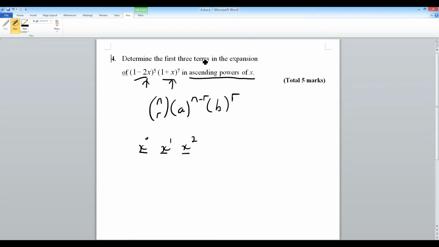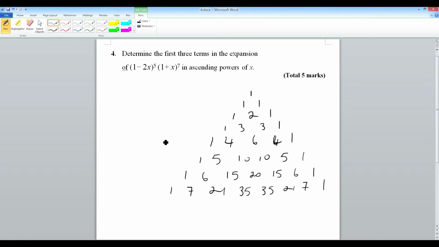So the first three terms will be for the powers of x to the power of 0, x to the power of 1, x to the power of 2, and that will be fine in this case. Every time I look at my x value here, it is in the place value of b. Remember, this is a plus b, so b to the power of r. You can use Pascal's triangle if you wanted to find the coefficients in each case.